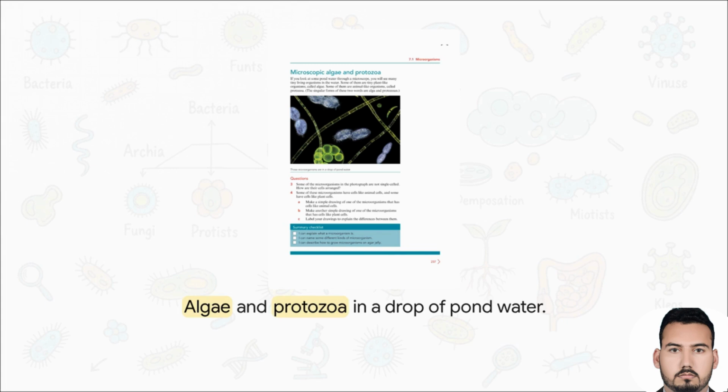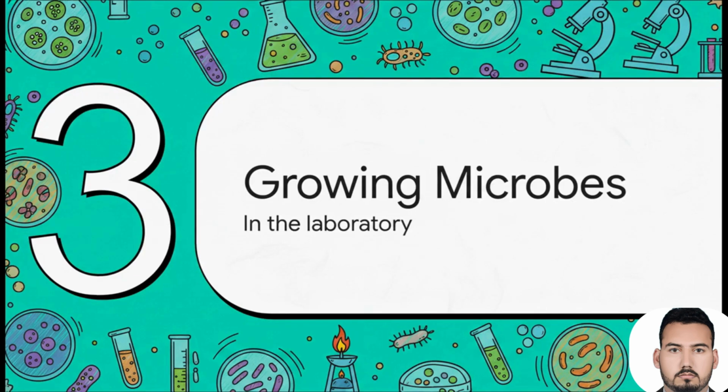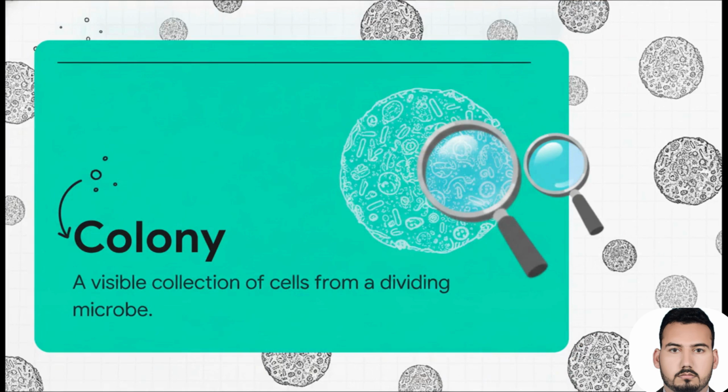It's like a tiny, bustling jungle in a single drop. All right, Section 3, Growing Microbes in the Lab. Remember how we just said a single microorganism is way too small to see? Well, when a single bacterium or fungus divides repeatedly, it creates a massive collection of cells. We call this collection a colony. So while the individual cell is totally invisible to us, the colony eventually grows big enough that you can just see it with your own naked eye.